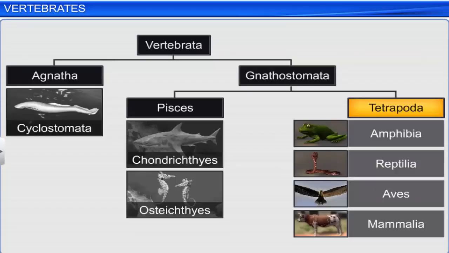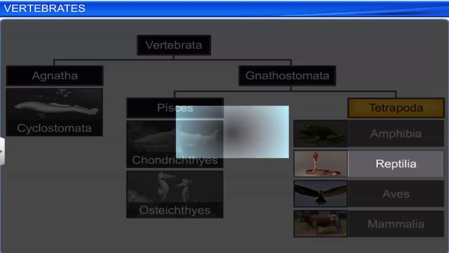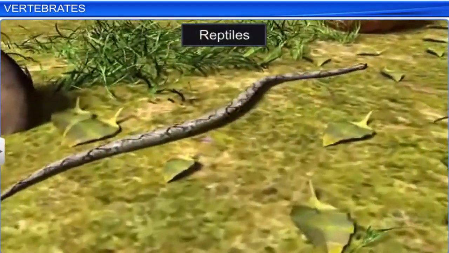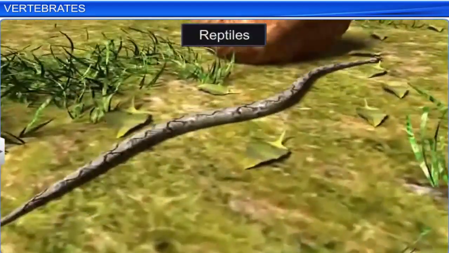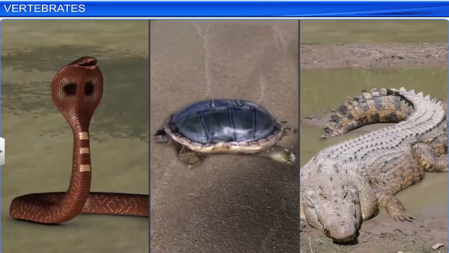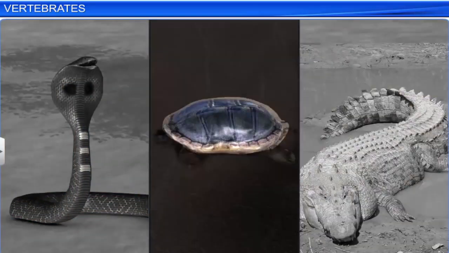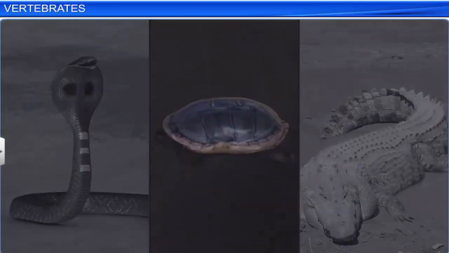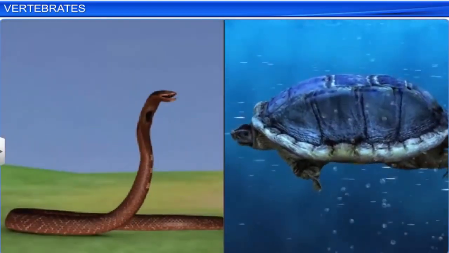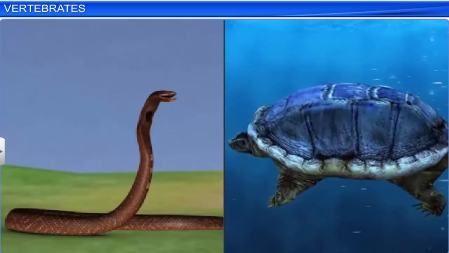The next class, Reptilia, includes animals that creep or crawl. Reptiles are largely terrestrial animals, and their body is covered by dry and cornified skin and epidermal scales or scutes. They have external ear openings, and the tympanum represents the ear. Except for snakes, reptiles have 2 pairs of limbs.